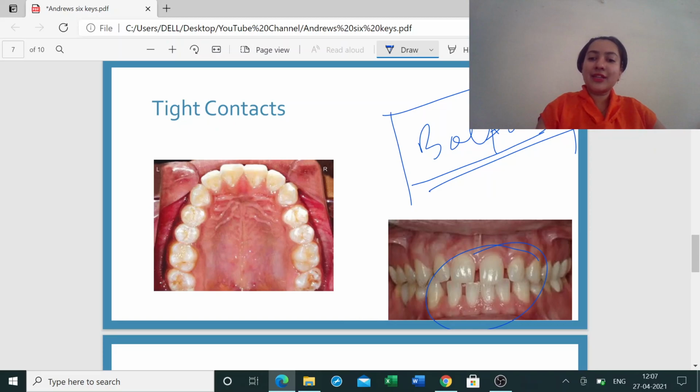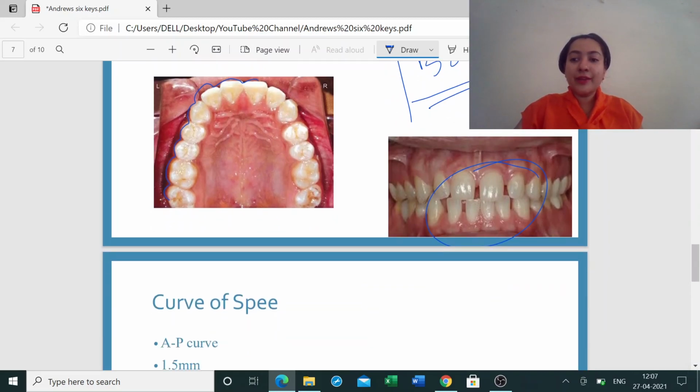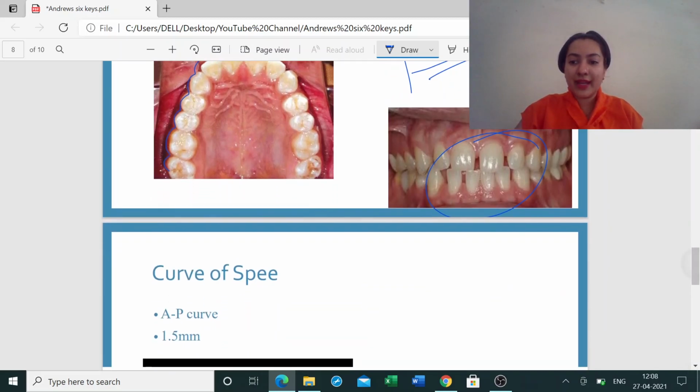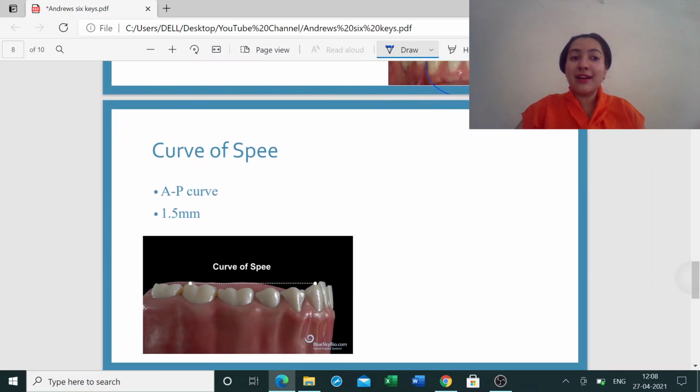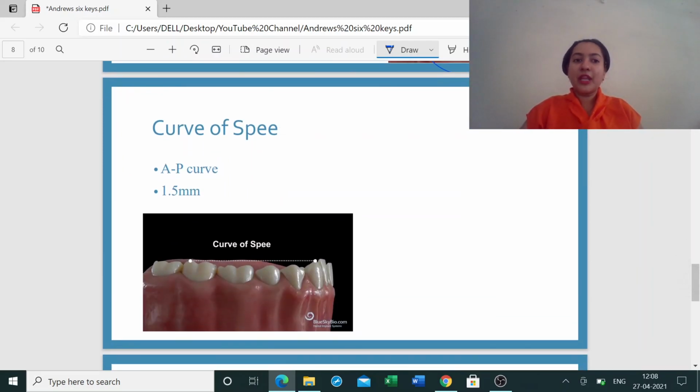Therefore, he told that such things should be avoided and post-treatment all teeth should be in absolute tight contacts. There are absolutely no spaces and there are tight contacts. It will not only give you an excellent occlusion, it will also give you good aesthetics, plus good oral hygiene can be maintained easily by the patient. So this was the 5th key of occlusion given by Andrews. Moving on to the last key which he gave, it was the curve of Spee.